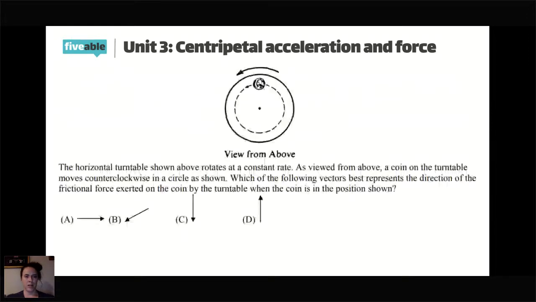Here we have another practice problem. The horizontal turntable shown above rotates at a constant rate. As viewed from above, a coin on the turntable moves counterclockwise in a circle as shown. Which of the following vectors best represents the direction of the frictional force exerted on the coin by the turntable when the coin is in the position shown?